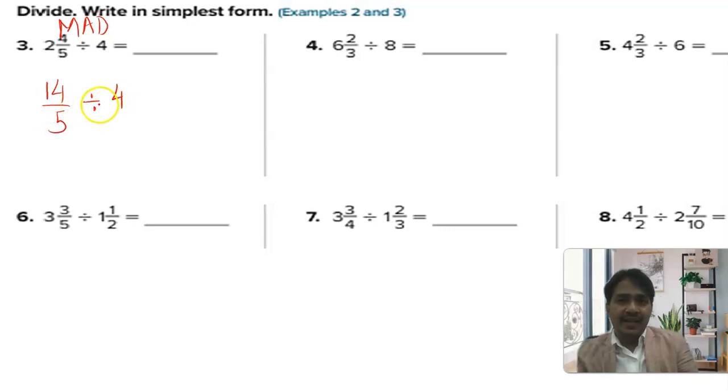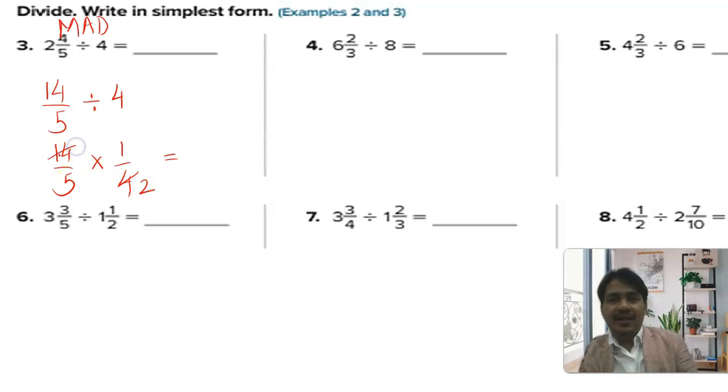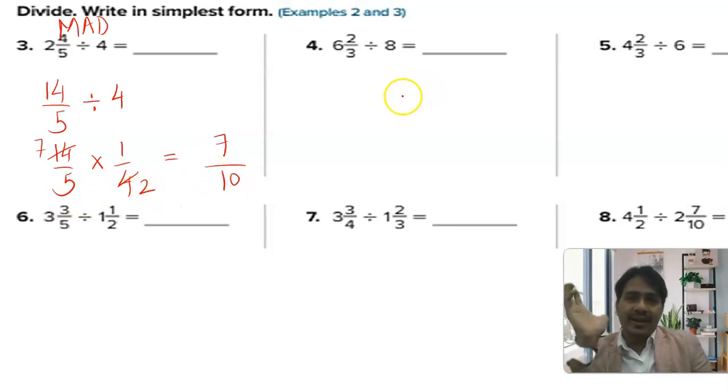Again the same idea, keep, change, flip. 14 over 5, division becomes multiplication, 4 becomes 1 over 4. And now you need to simplify this. 2 can divide 4 2 times, 2 can divide 14 7 times, 7 times 1 is 7, and the denominator you have 10. Okay, so this is very easy and straightforward. I leave this to you and this also to you.